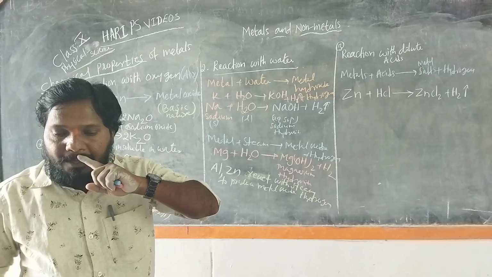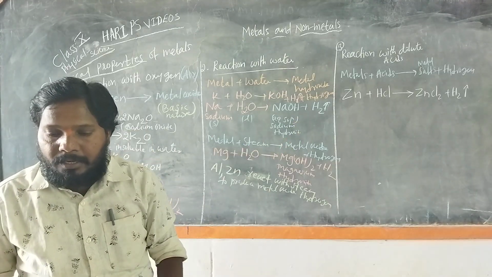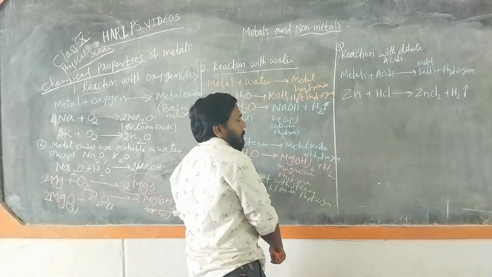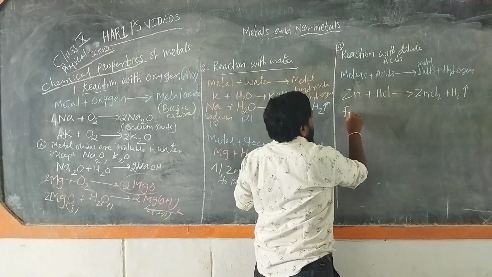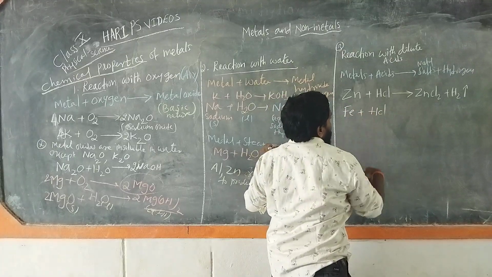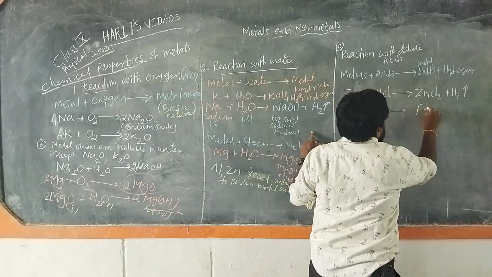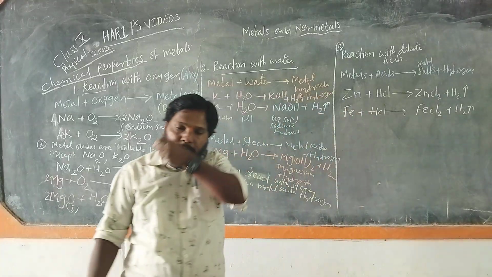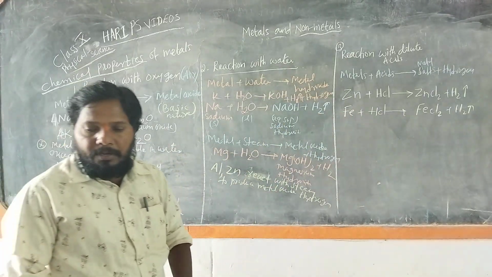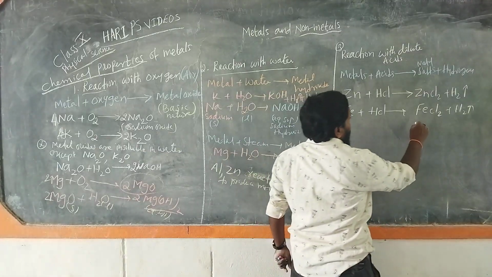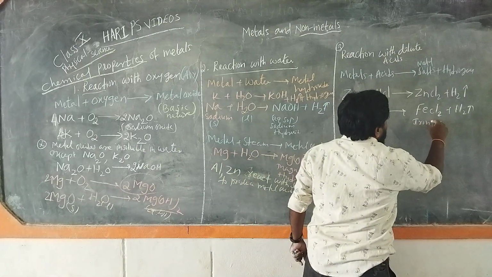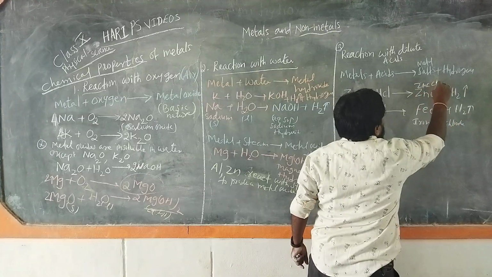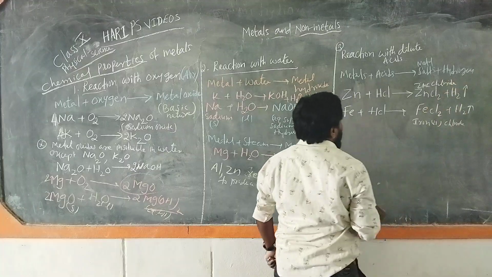Then zinc also reacts with dilute acid and gives zinc chloride. Iron reacts slowly with dilute hydrochloric acid to give iron chloride. So iron reacts with the dilute hydrochloric acid slowly. It gives iron chloride and hydrogen. We can call it ferrous chloride, iron 2 chloride. So this is zinc chloride.